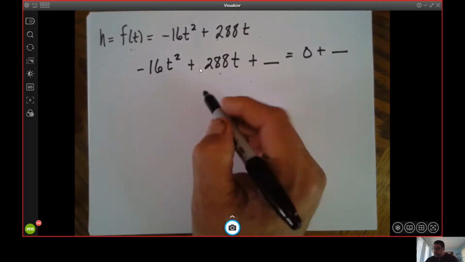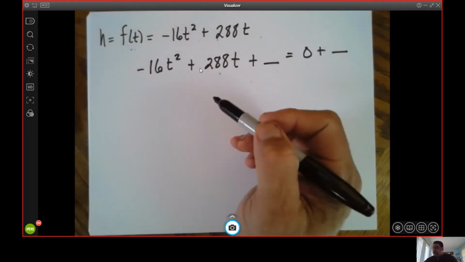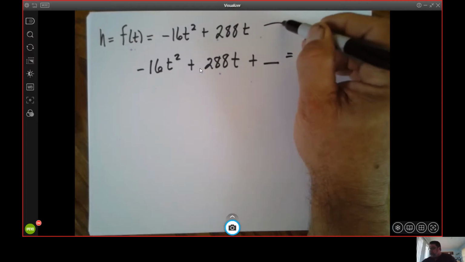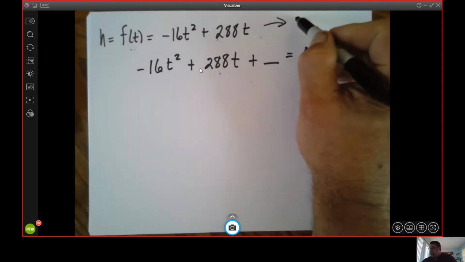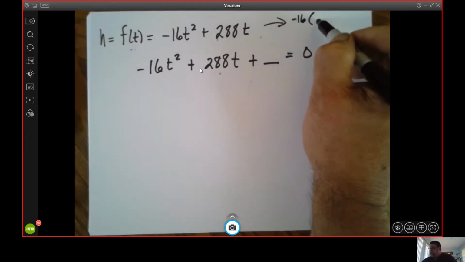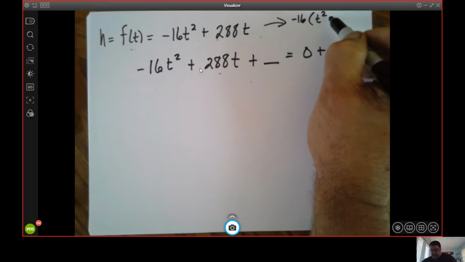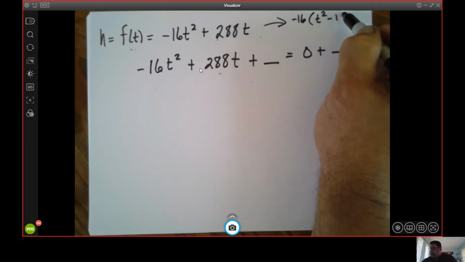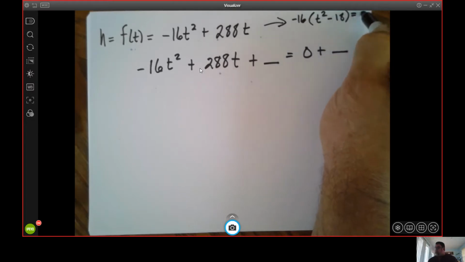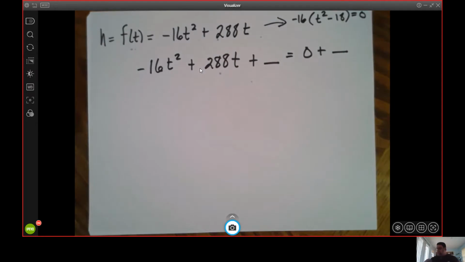Okay, so I'm going to factor out a 16. You could do it another way. You could do negative 16, and that would be t squared minus 18 is equal to 0. And that would give you t squared is equal to 18, and then take the square root of 18. You could do it that way. But I do completing the square whenever I can, because it gives you everything.